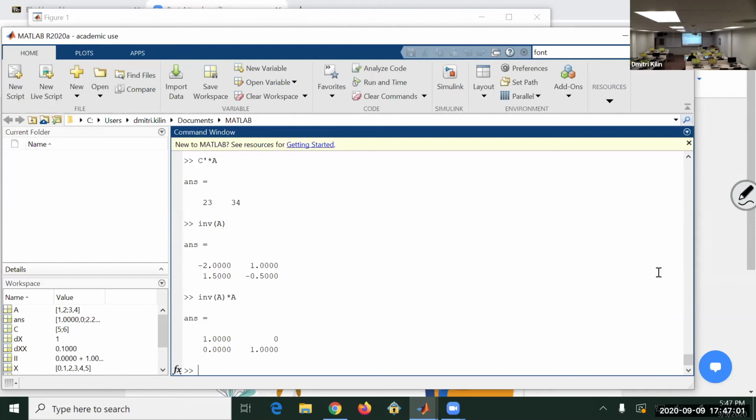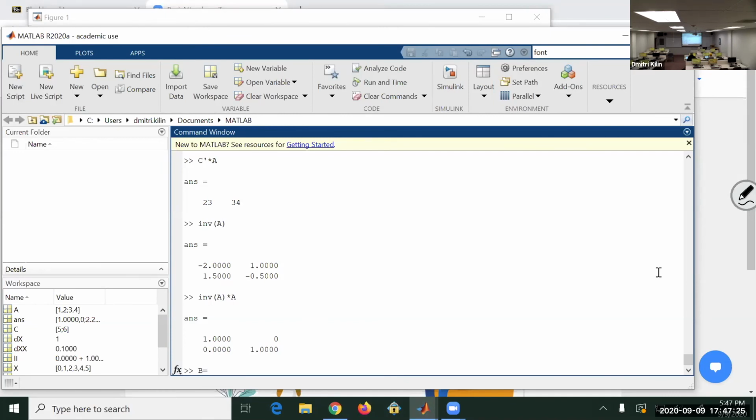So inv for inverted matrix. We see it's some numbers here. And if you multiply inverted A by A, we get a matrix which will be 1, in a sense like a unitary matrix, right?